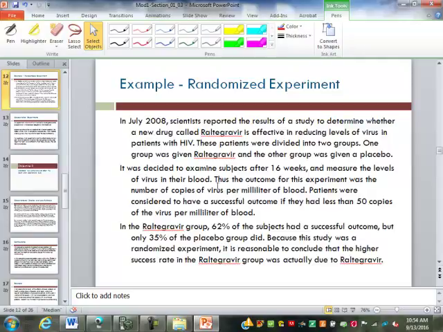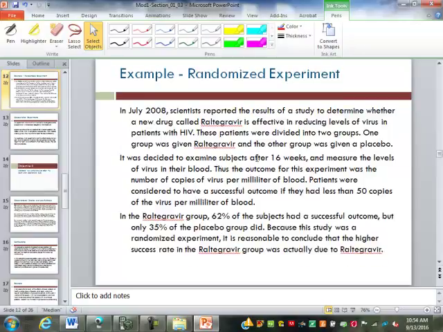Patients were considered to have a successful outcome if they had less than 50 copies of the virus per milliliter of blood. So in the group with the medication, 62% of the subjects had a successful outcome and only 35% in the placebo group. Now we have to look at how many were studied and all sorts of things to decide whether that difference is significant enough or if it could have just been random. And we'll talk about that later on in the course.